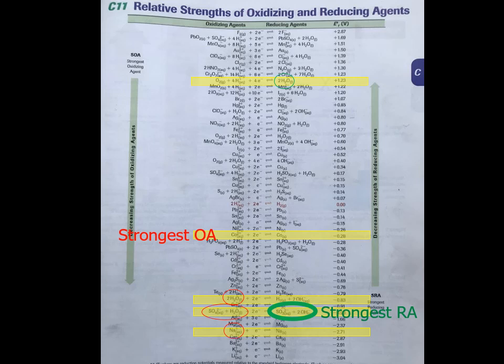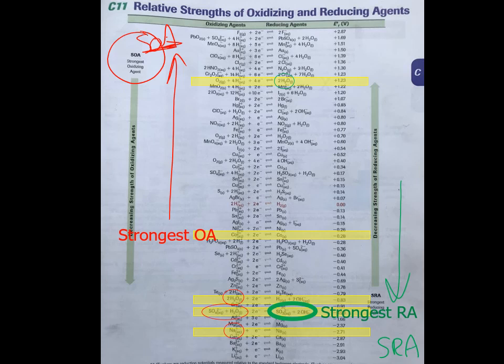So next is to find out who is the strongest. Again, the strongest oxidizing agents are at the top. So going up, these guys are going to be the stronger, the higher up you go. And the strongest reducing agents, as you move down to the right, this will give you your stronger reducing agents. So of all of the things we have, who's the strongest reducing agent?